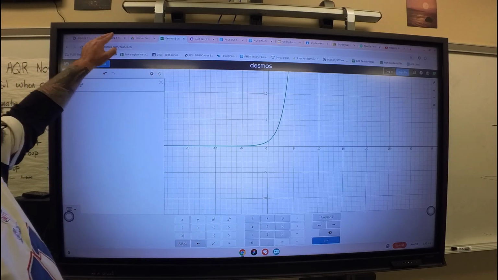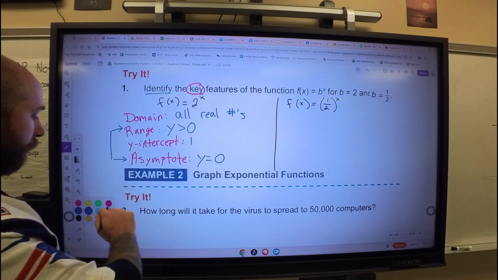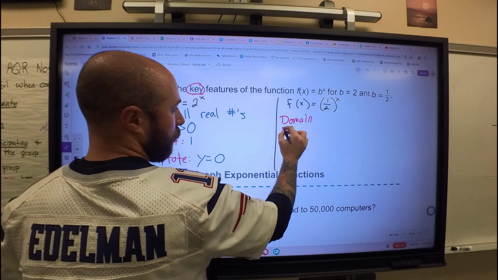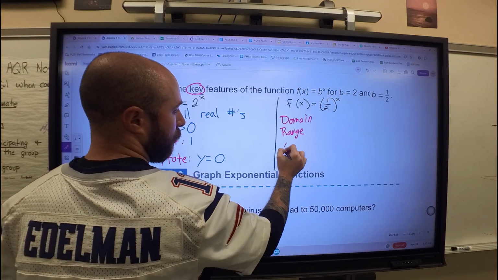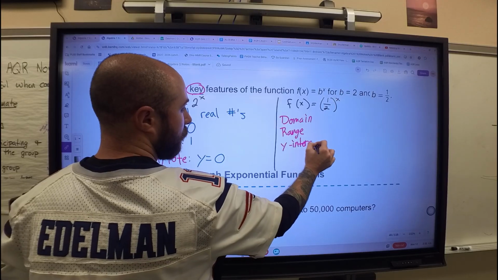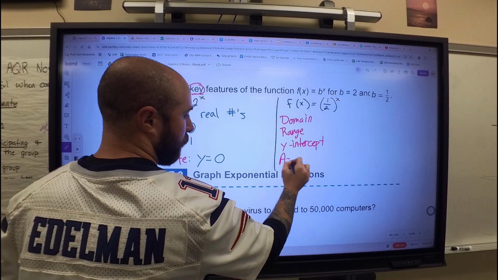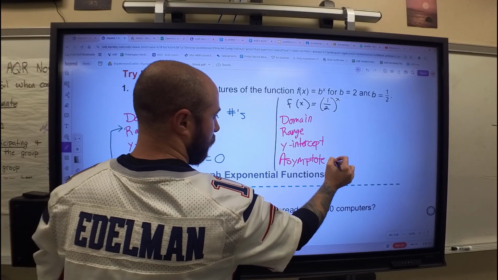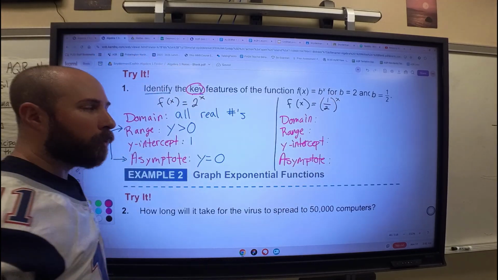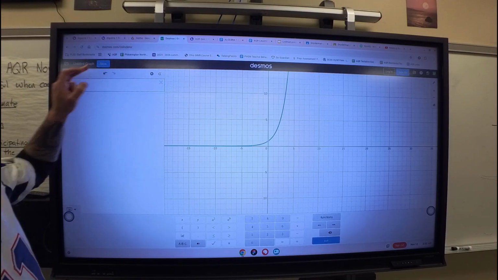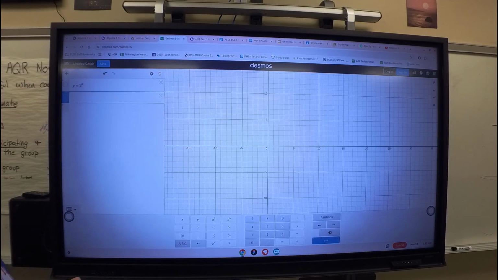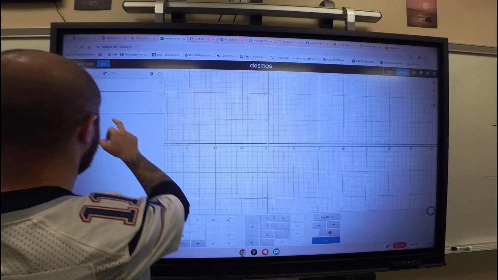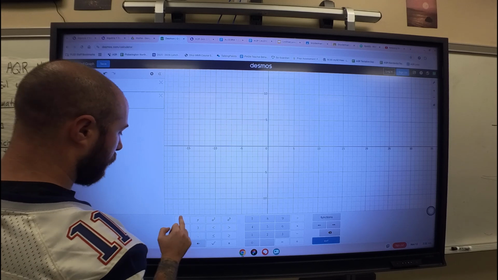Okay? Now, if we do the same thing, we're going to compare here. We're going to look at, again, our domain, range, y-intercept, and asymptote for y equals 1/2 to the x. So I'm going to turn this one off. I'm going to put the other one on. y equals parentheses 1 divided by 2 raised to the value of x.